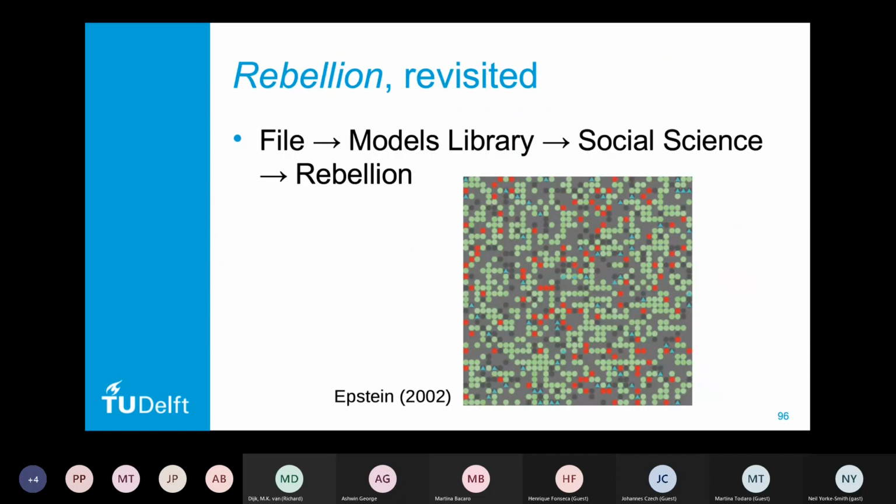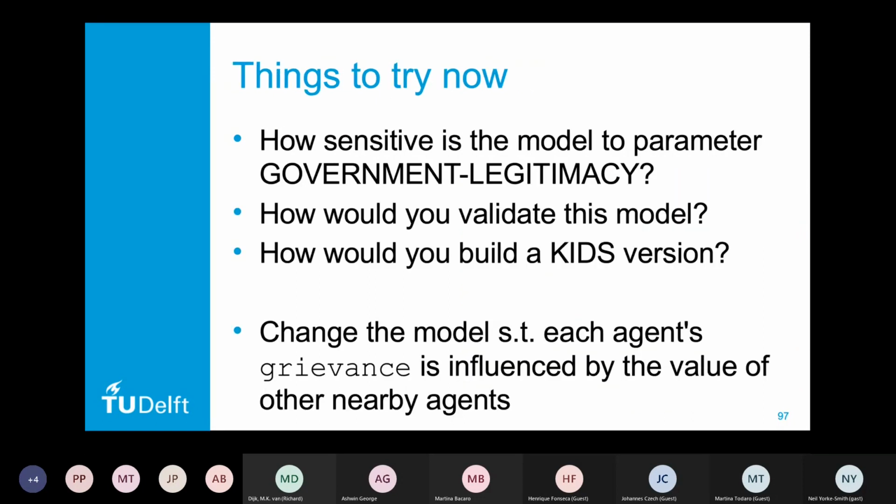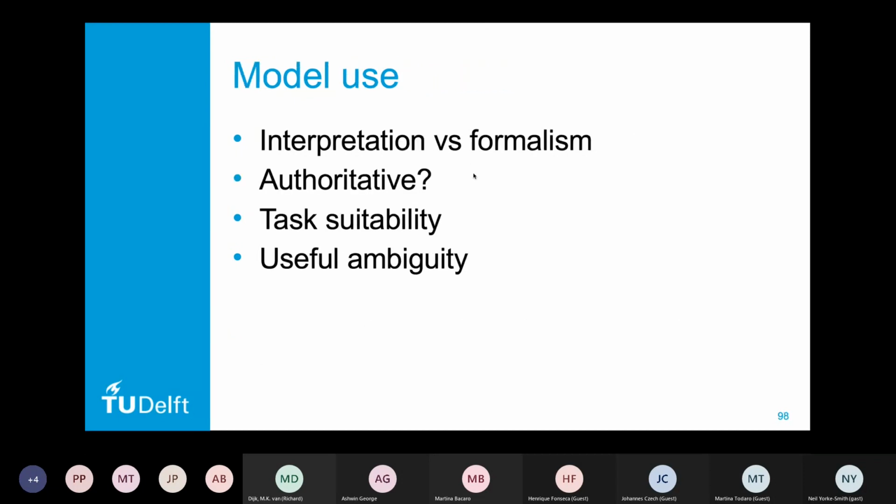Okay, I'm not going to ask us to go back to rebellion. You can try this later. So with the rebellion model, you can ask some sensitivity questions, for example, how sensitive is it to this parameter? Okay, we'll not do that now.